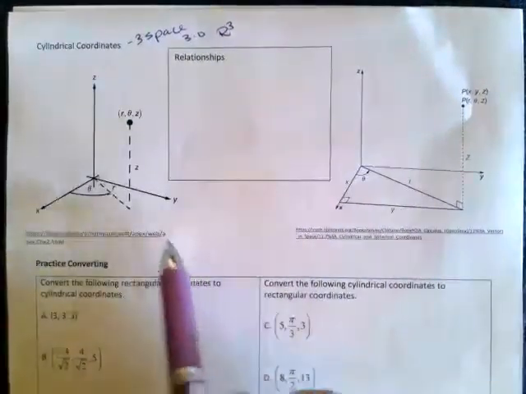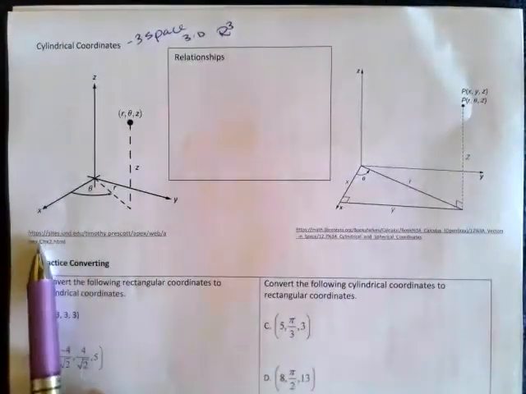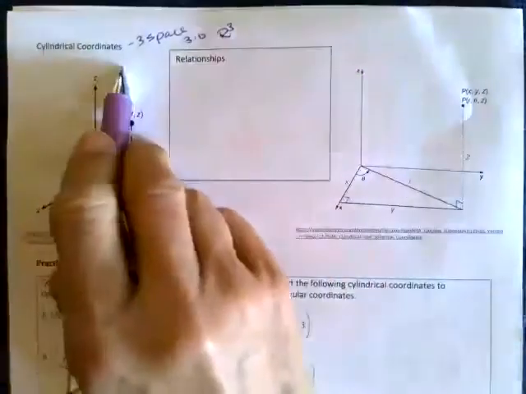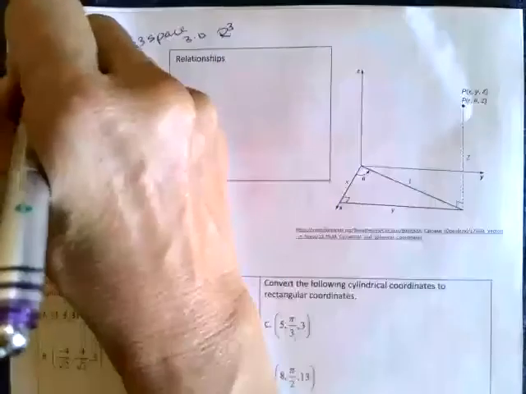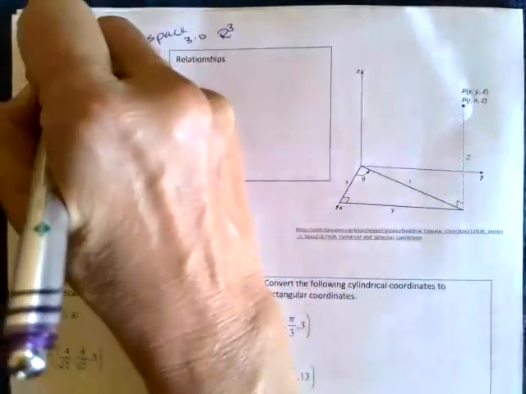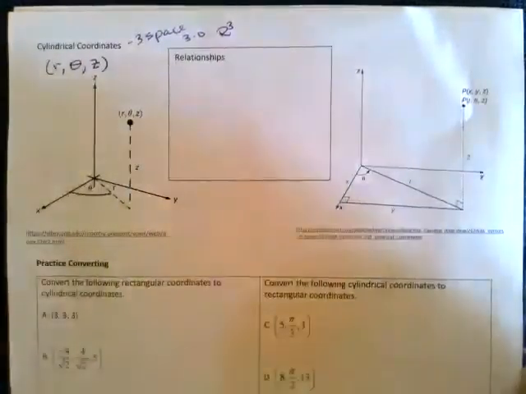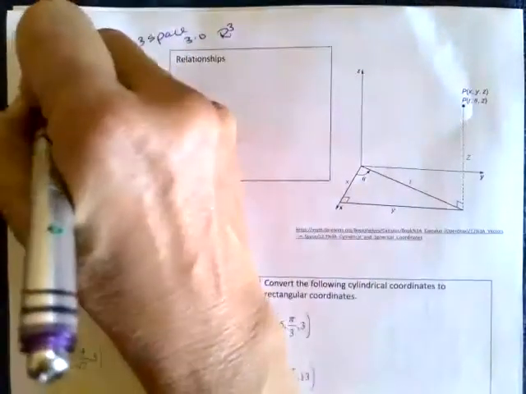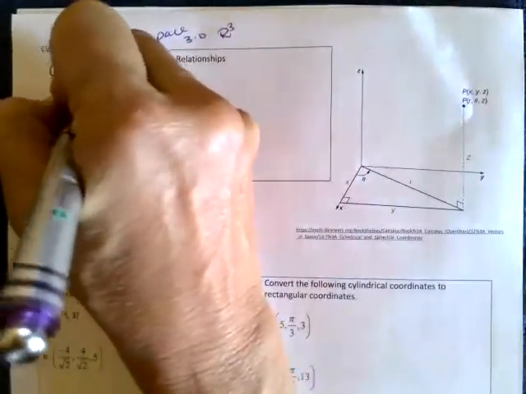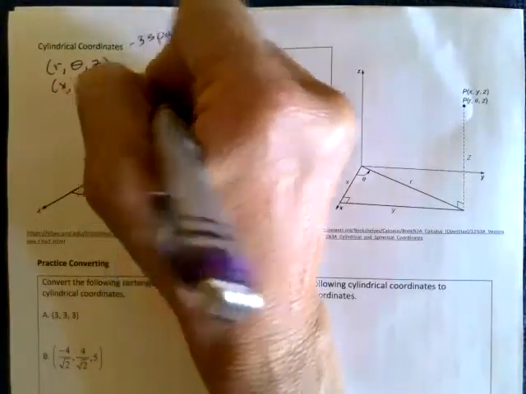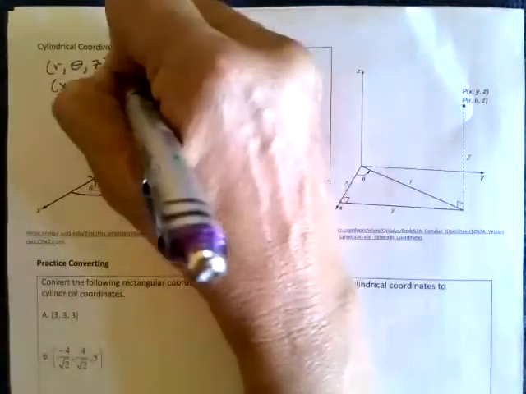I have a picture here that I got from this website. The cylindrical coordinates are an ordered triple again, and the coordinates are R, theta, Z, in that order. So order matters, right? It's the counterpart for our XYZ in rectangular: XYZ in rectangular, R, theta, Z in cylindrical.